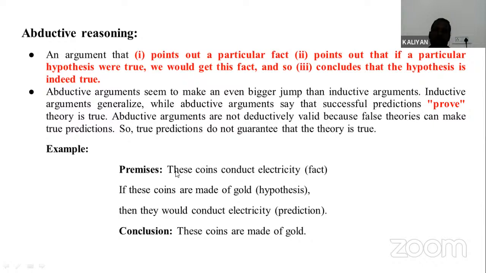An example: the premise is that coins conduct electricity, which is a fact. The hypothesis is that if the coins are made of copper, then they would conduct electricity. The coins are made of copper. So these are examples of abductive reasoning.